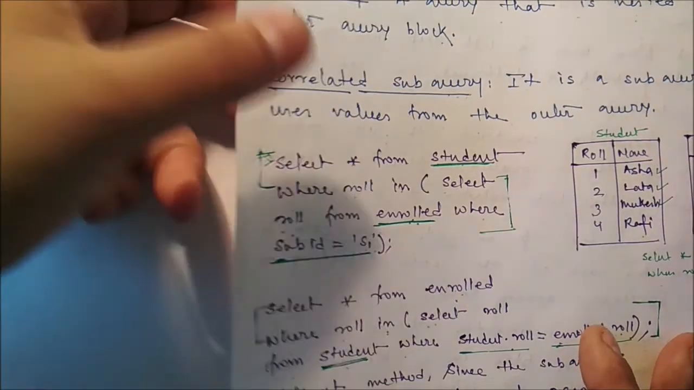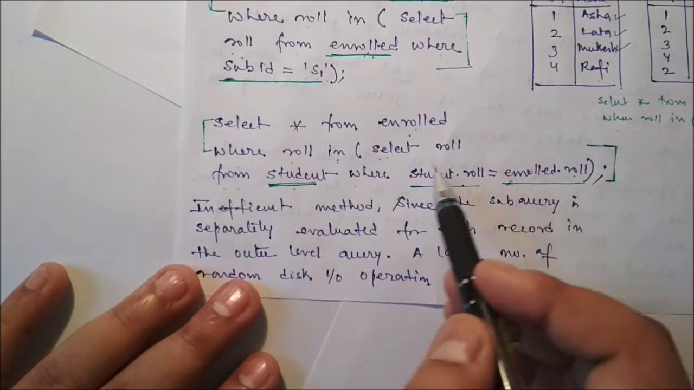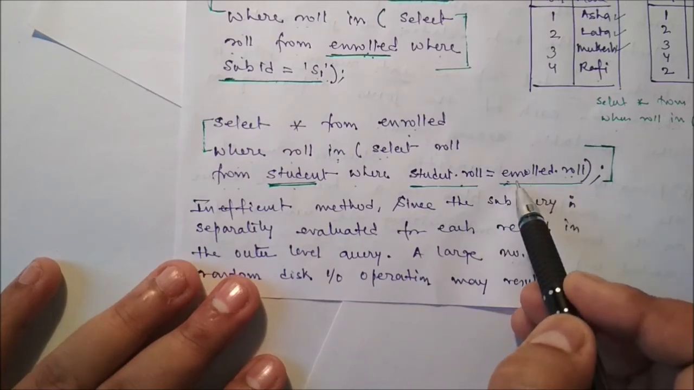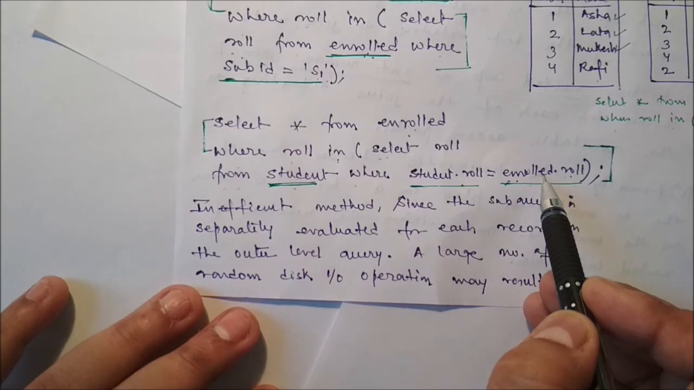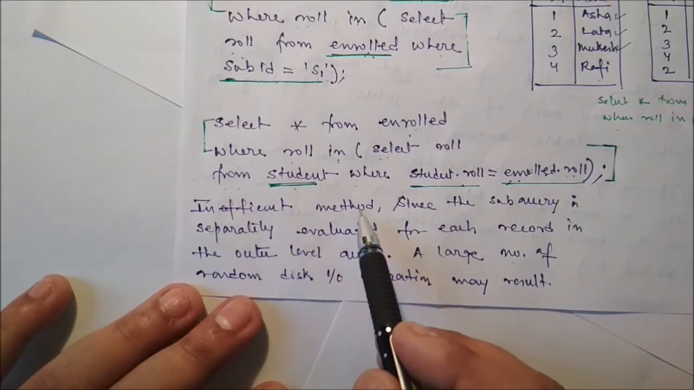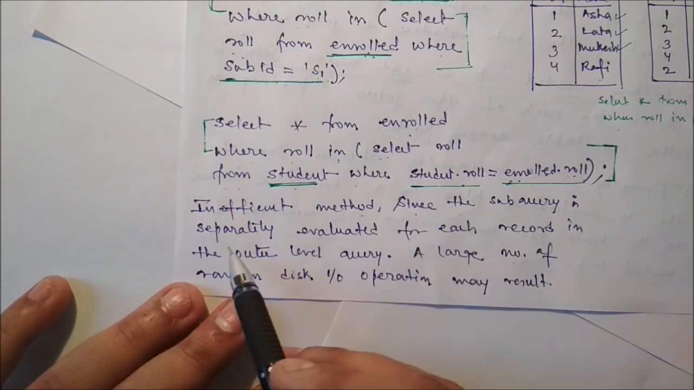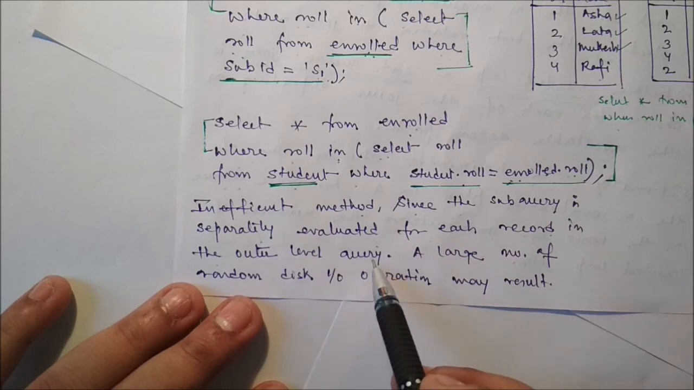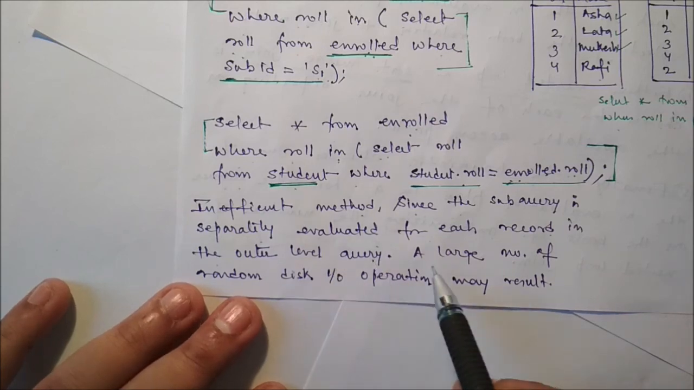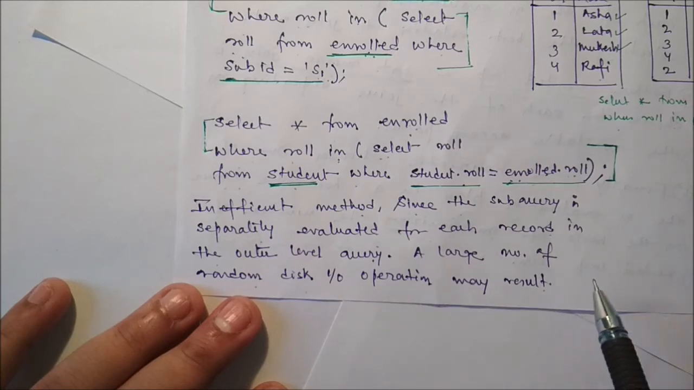But here we can see this is our outer query and this is the nested query. In the nested query, we use the variable from the outer query. So it is a very inefficient method, since the subquery is separately evaluated for each record in the outer level query, and a large number of random disk input output operations may result.